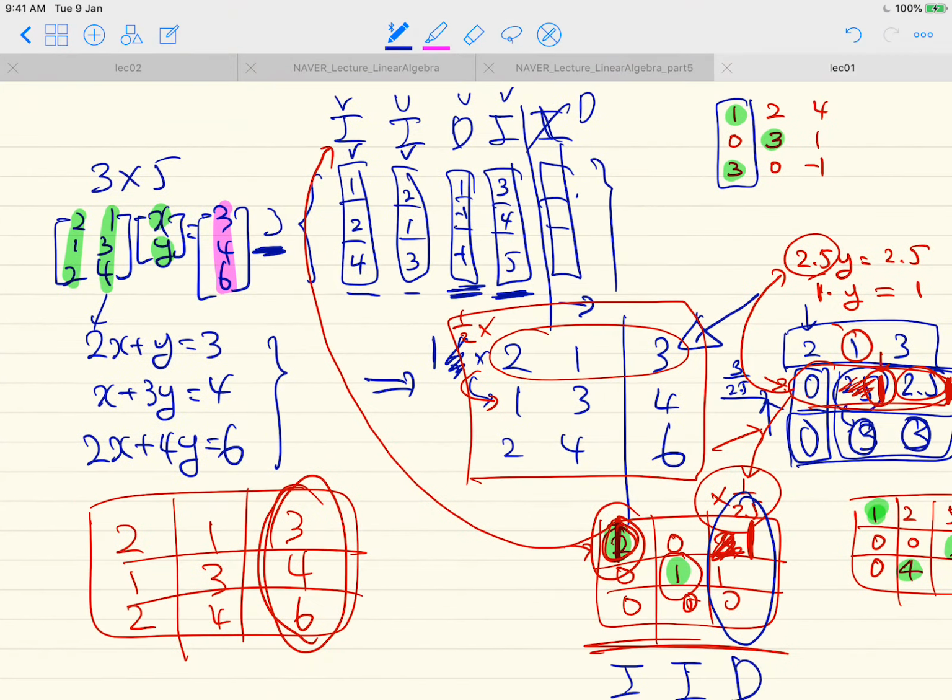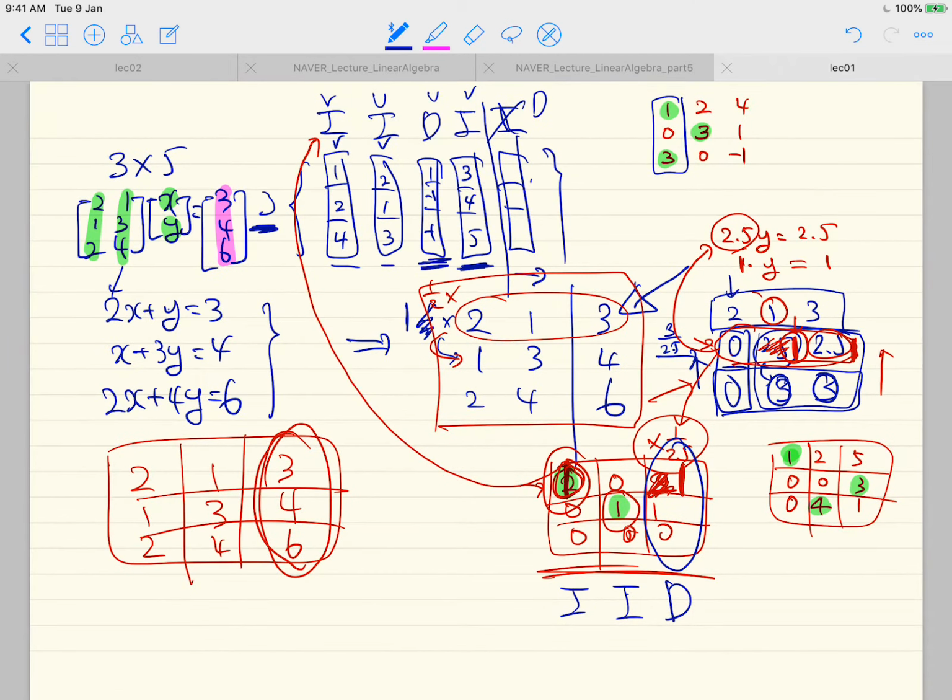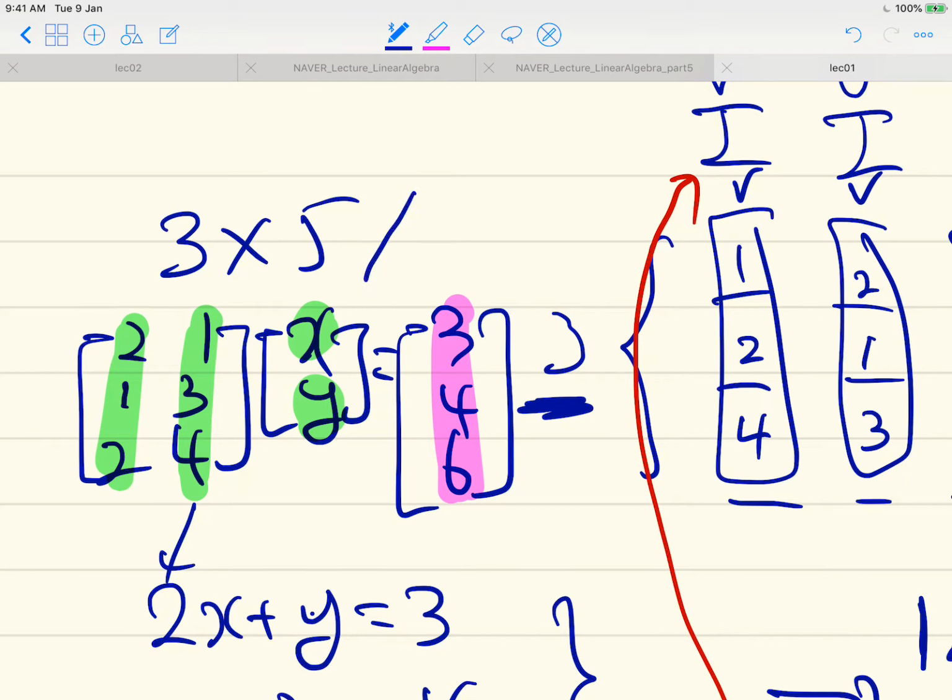Okay, and let me point out one more thing in this case. What is the meaning of being able to find the solution? I mean, what is the meaning of the fact that the solution exists? That is, the linear combination coefficients x and y exist that satisfy this equation, right?